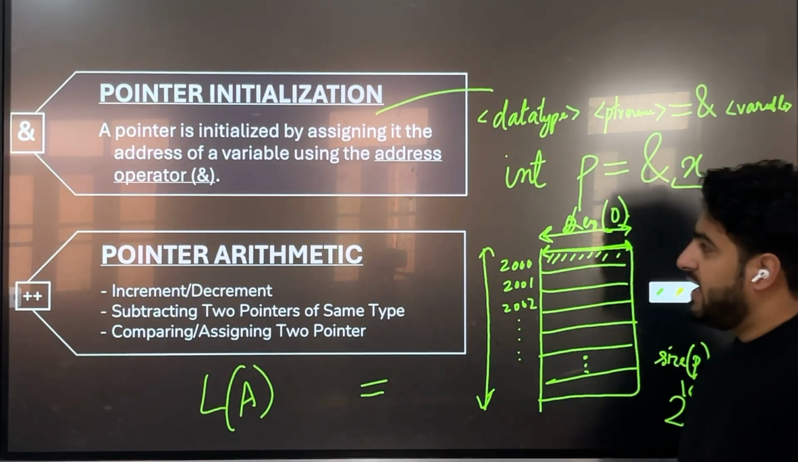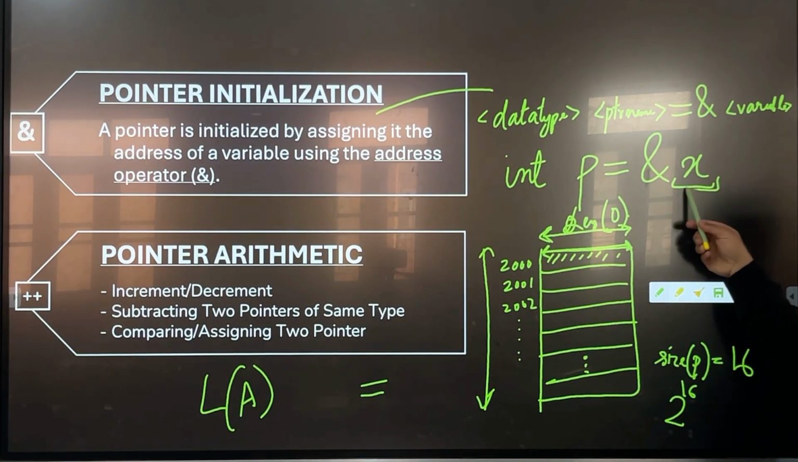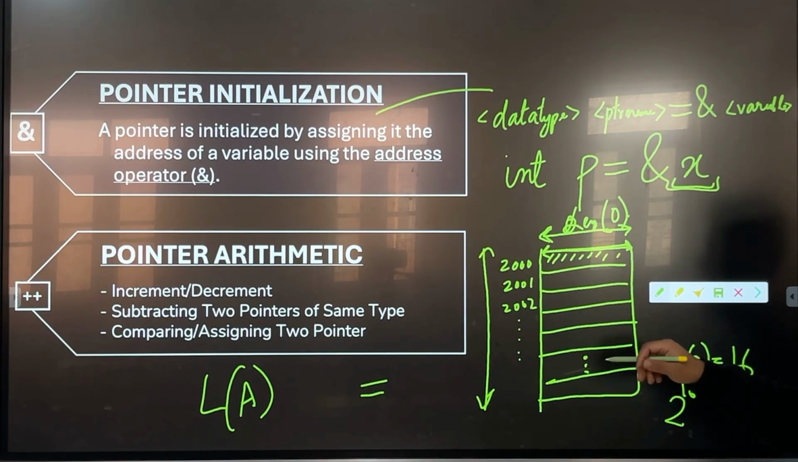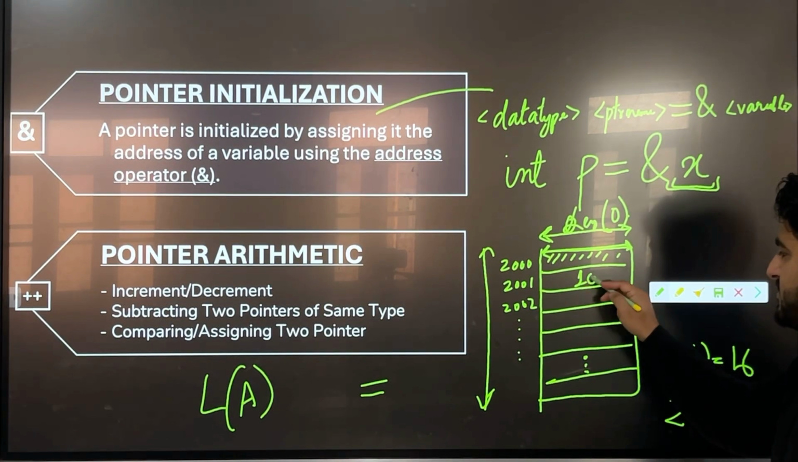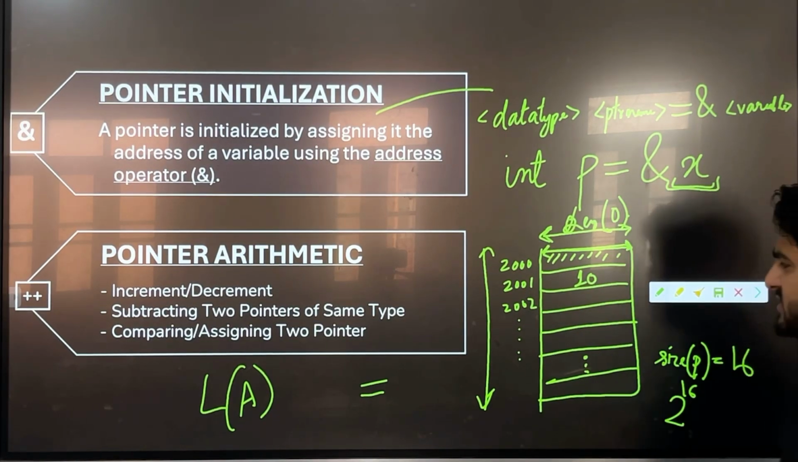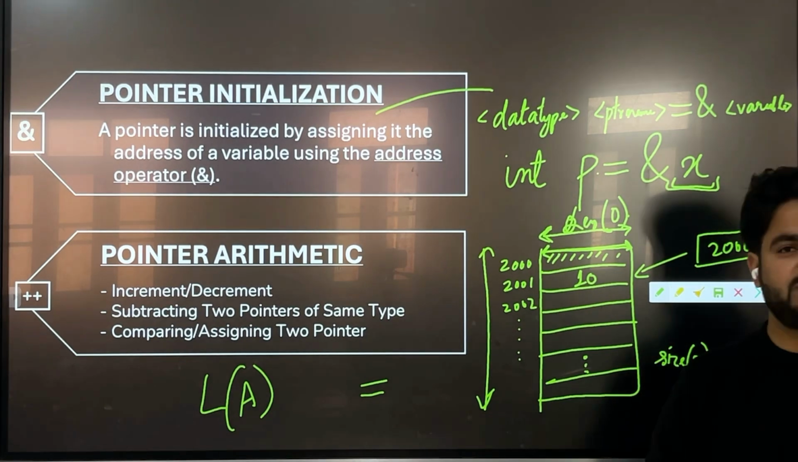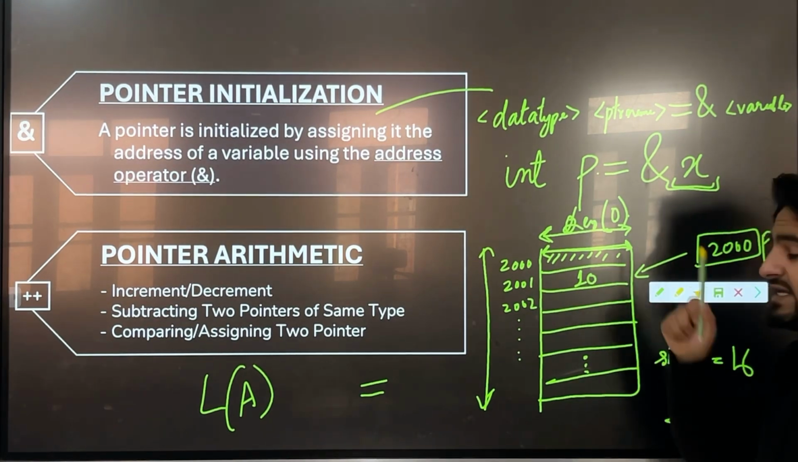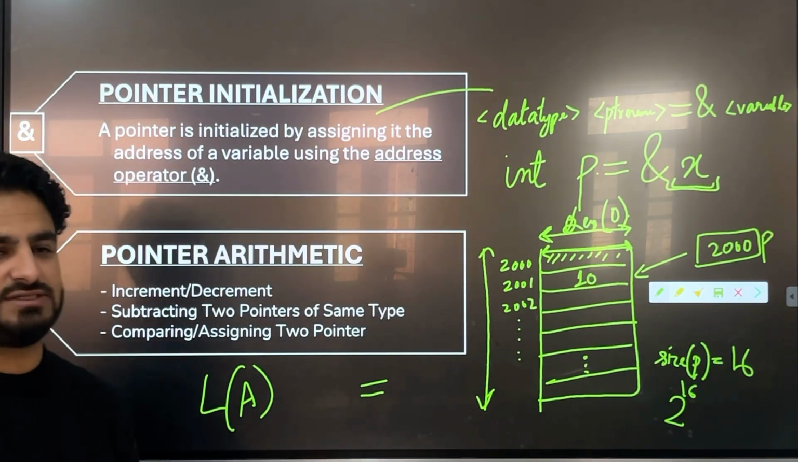Now I want to store the address of this x, which is sitting somewhere here. Imagine x has a value, let's say 10. It's stored at the 2001 location. So what I do is I'll make a pointer named p and store this 2000 location there. So now p points to the address where 10 is stored, or where x is stored. This is how pointers are initialized.